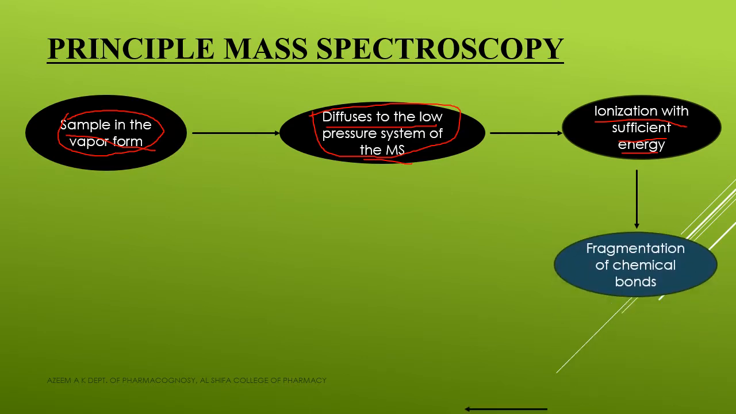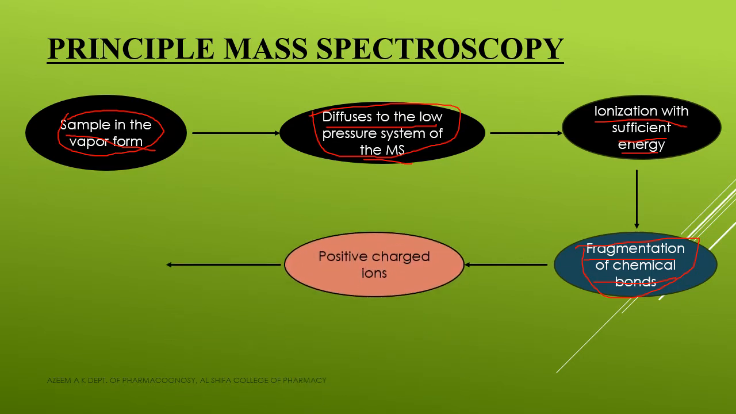Clear? Now, in the next step, after ionization of this molecule, fragmentation happens. More clearly, fragmentation of the chemical bonds will take place there. So the sample should be converted to vapor form and diffused to the low pressure system of the mass spectrophotometer. There it undergoes ionization with sufficient energy, and because of this ionization, fragmentation of chemical bonds will happen. Now in the next step, after fragmentation of the chemical bonds, positive charged ions are released. So here positive charged ions are produced or formed.